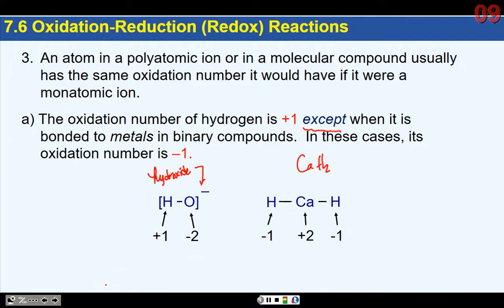So most of the time, hydrogen is going to be +1, but there are exceptions when you put it in a funny compound, and this is called calcium hydride, and that is also a clue because hydride is going to be where you see hydrogen with a -1 oxidation state. So in hydroxide, hydrogen's +1, and the oxygen's -2, and the sum of these two is going to be -1, which is equal to the charge.